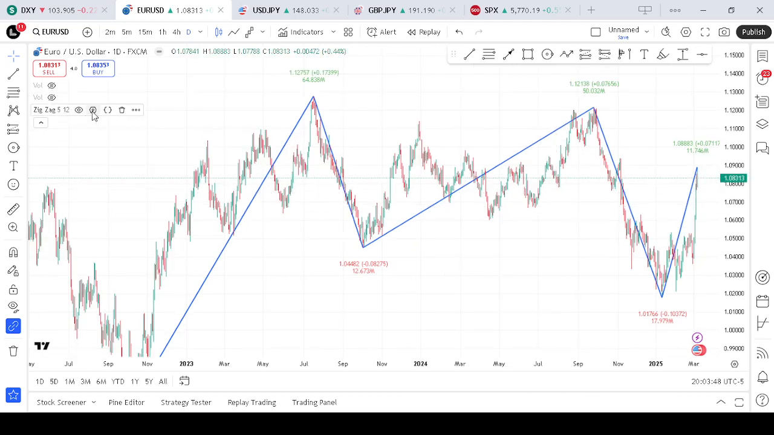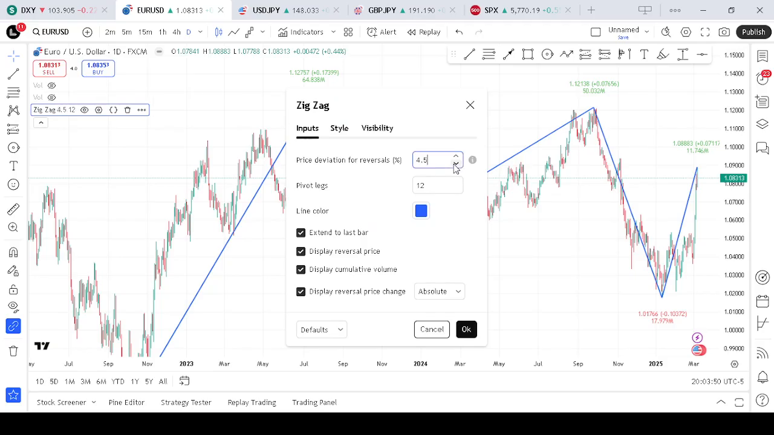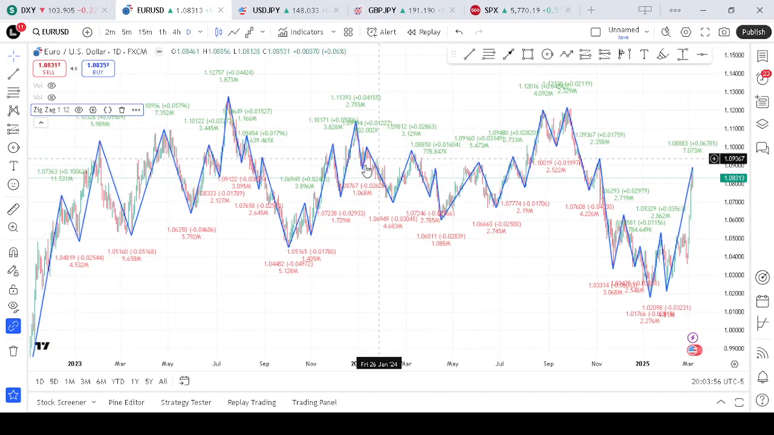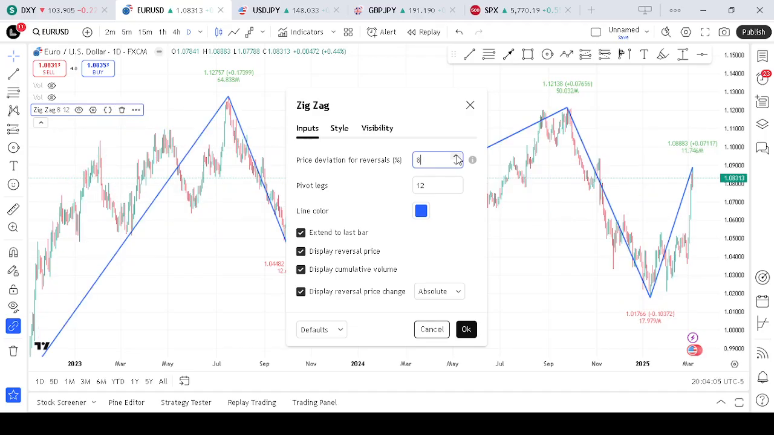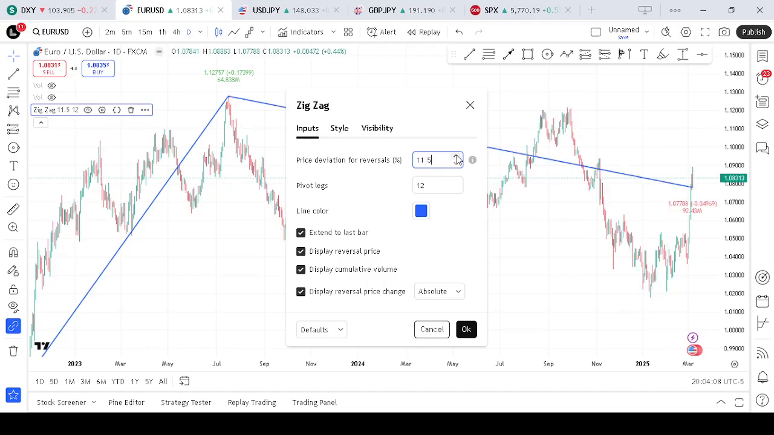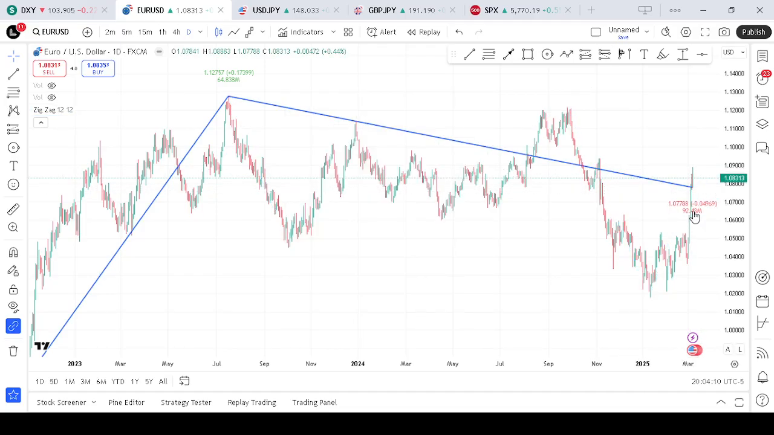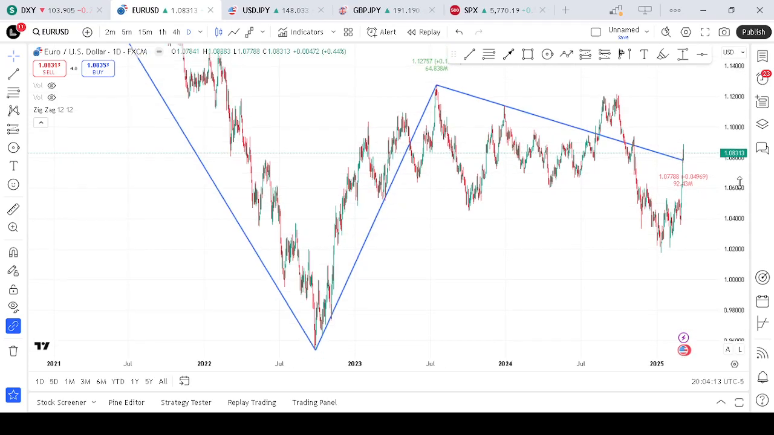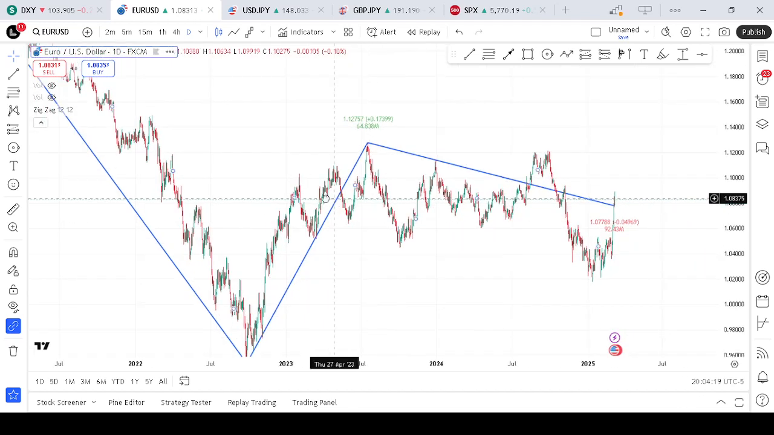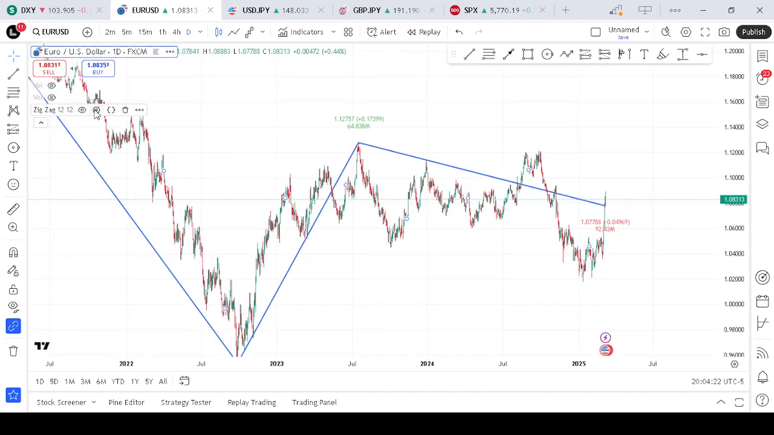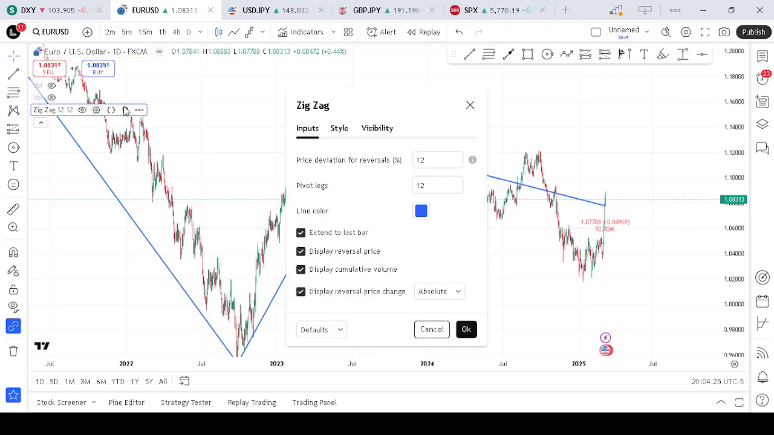But if I use a lower deviation, let's say I change this deviation to 1, we can see it's showing us too much detail. If I take it to a higher deviation, let's say 10 or 12, you will see how we would miss out on intricate details. It's not showing us a proper detailed chart. So we have to use a balanced deviation setting. This is what it means.